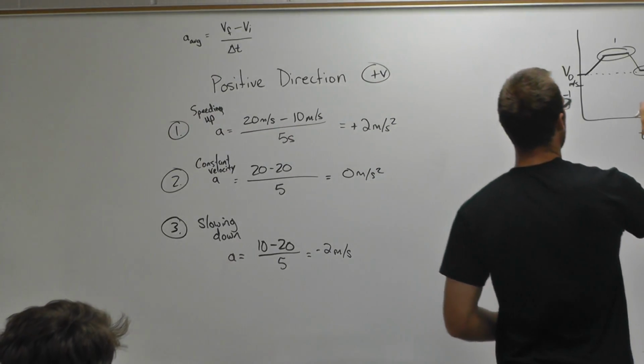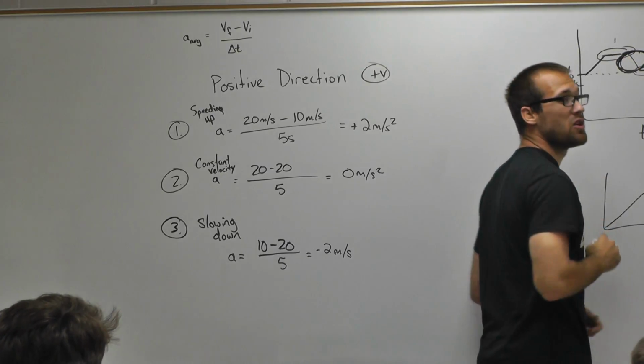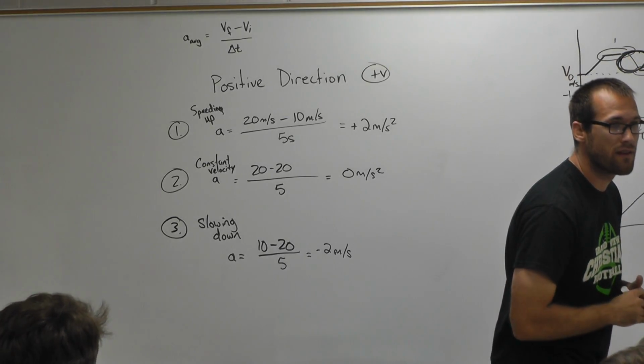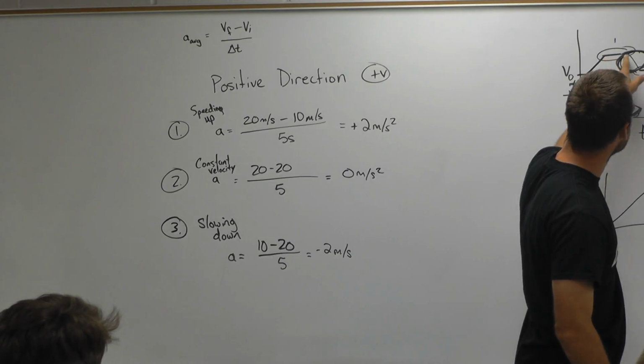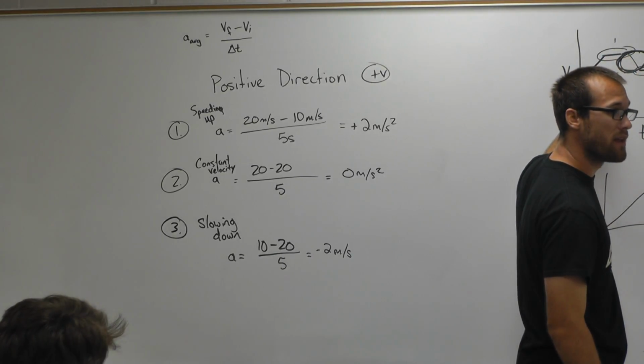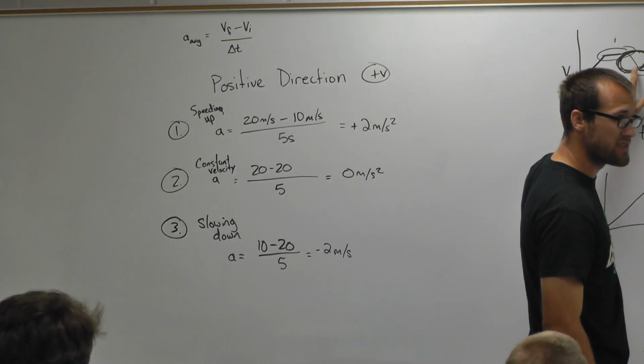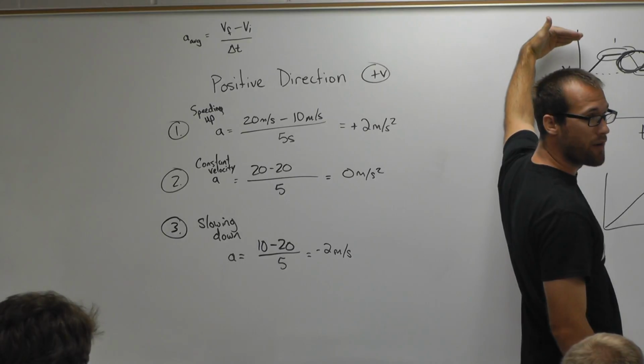That is right here. What's the slope? Positive or negative? Negative. Speeding up, constant, slowing down. But we're still positive V, aren't we? In all three of these situations, my V is still positive. It's still above the 0.